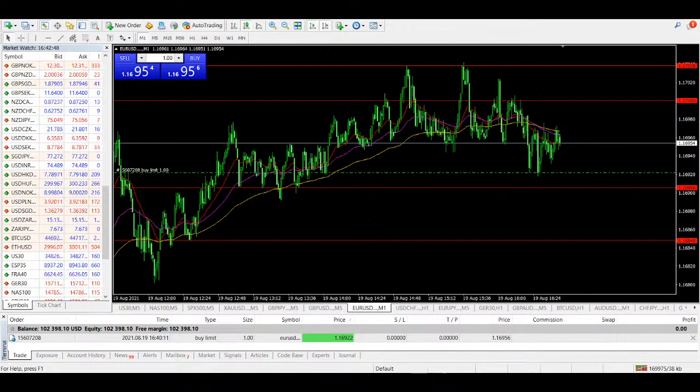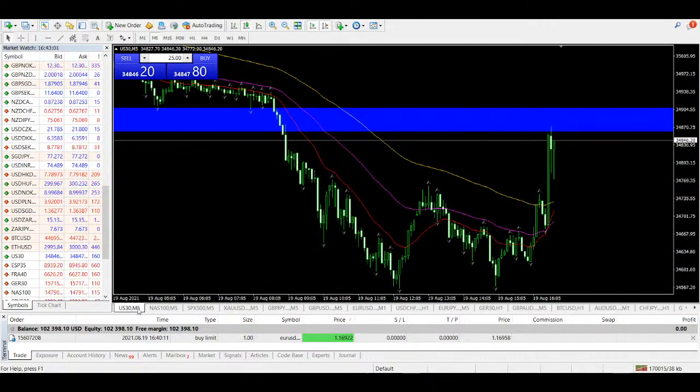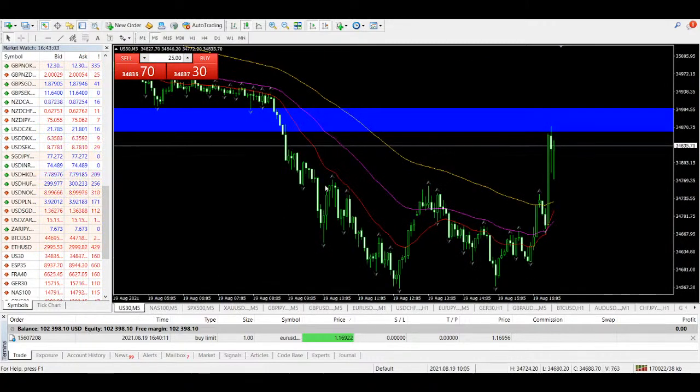Outlook on US 30 and gold. US 30 is a little bit volatile at the moment, obviously. It's probably going to continue heading up.